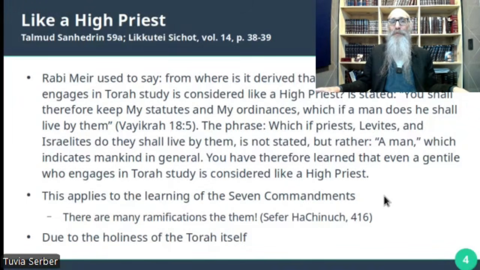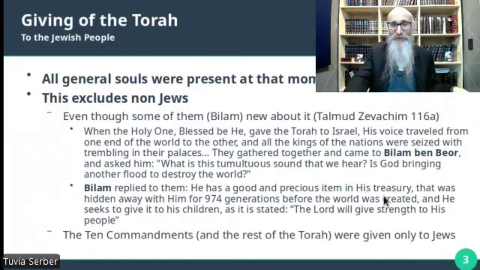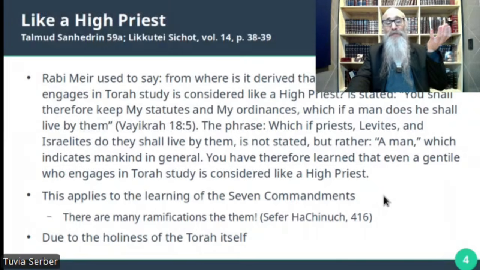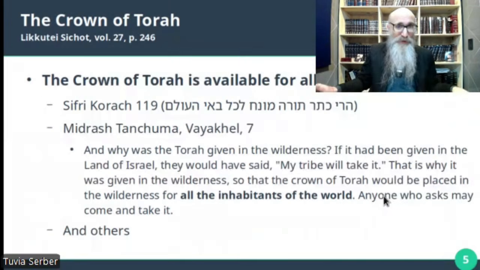Okay, so having said all of this, we do see from this source that a person learning Torah, it is like a high priest. Okay, so on one hand, we say the Torah is not for the non-Jews. Then we say, well, wait a second. The Torah has the power to elevate a person into the level of a high priest when he's learning what he's supposed to be learning and so on. And then furthermore, not just being like a high priest, there's much more to that. There's something called Keser Torah in Hebrew over here. Keser Torah means the crown of the Torah.